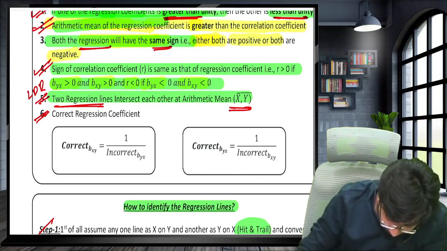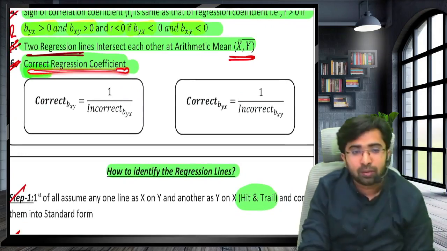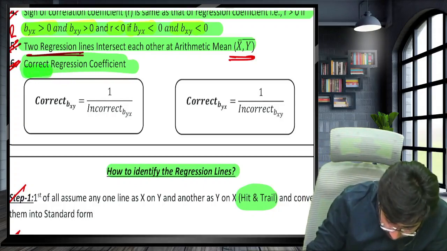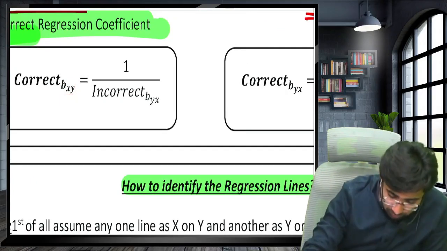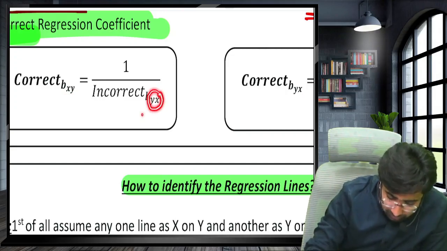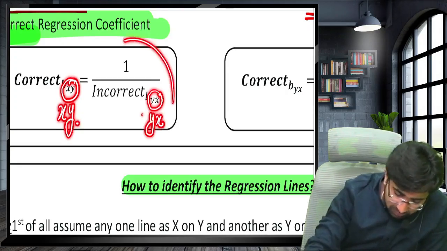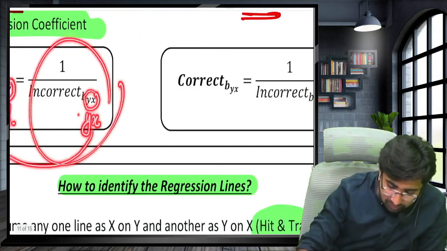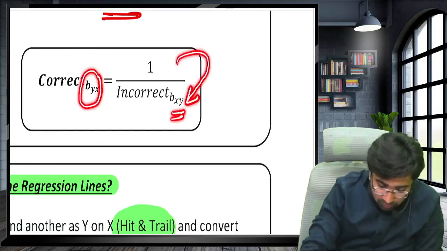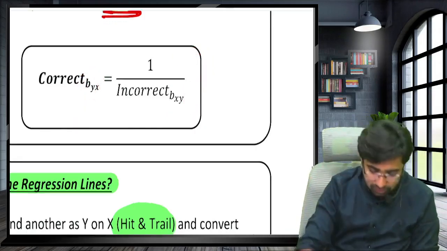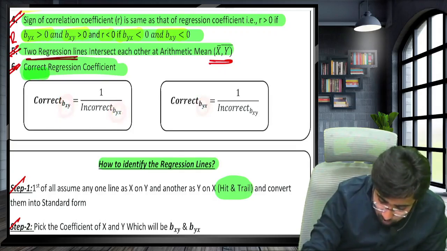Now, please come to this. See, guys, the correct correlation coefficient. If you want to compute the correct b x on y, watch carefully, you have to take the reciprocal of the incorrect b y on x. You have to take the reciprocal of the incorrect b y on x, and you will get the correct b x on y. Whenever you want to get the correct b y on x, take the reciprocal of the incorrect b x on y, and you will get the correct b y on x. Guys, is this one clear? Can you keep this in mind? There is a flip. If you want x on y, take the reciprocal of the incorrect y on x. If you want to compute the correct y on x, take the reciprocal of the incorrect b x on y.